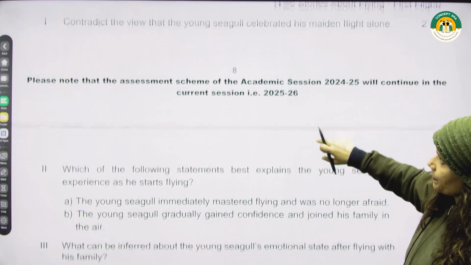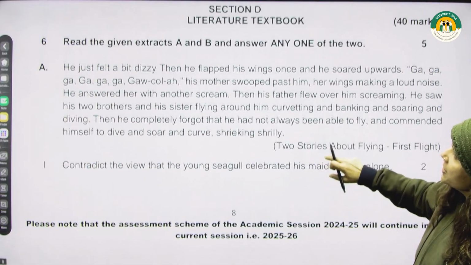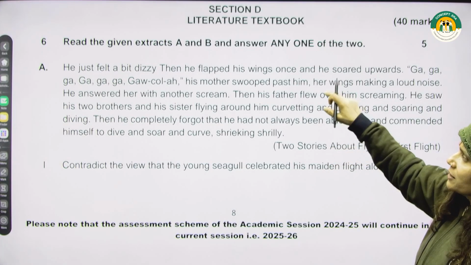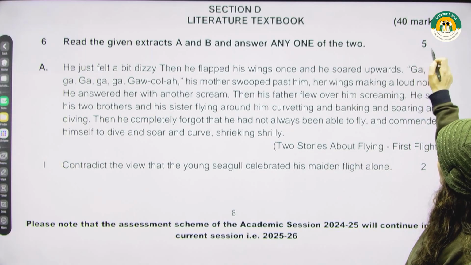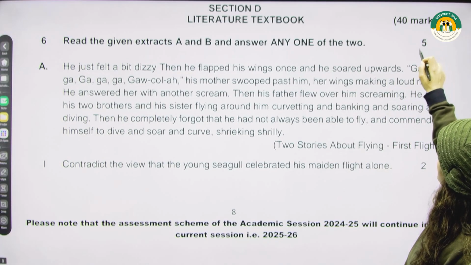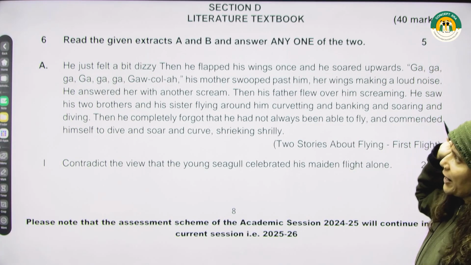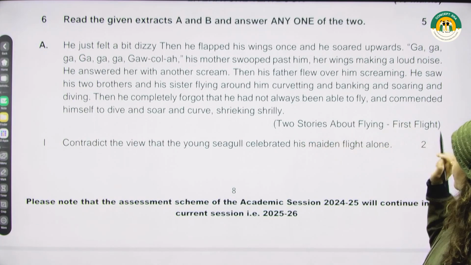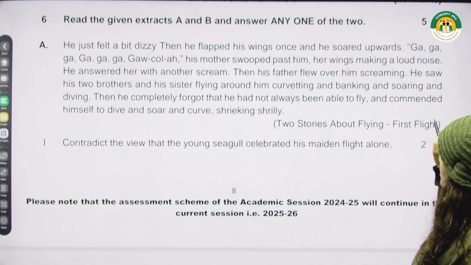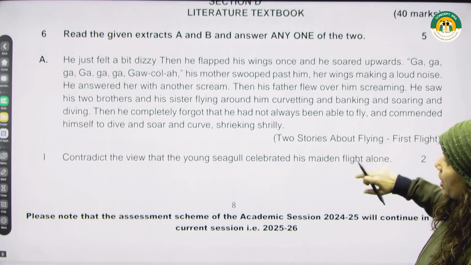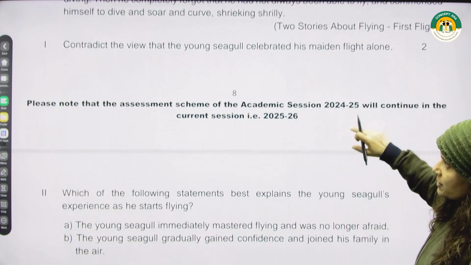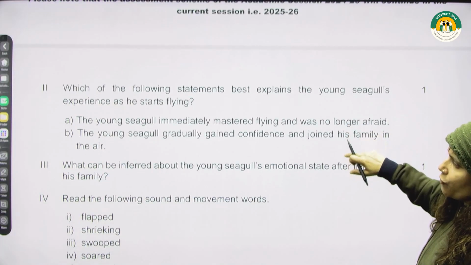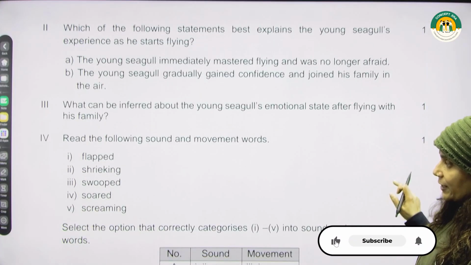Just see once. So question number 6A, it is an RTC which is given from your literature reader, and this particular question carries how many marks? This is 5 marks. And the questions, see, are given from the first book, which is First Flight. So it carries 5 marks, while the number of questions which this RTC carries is 4. These are 4, but it carries 5 marks.